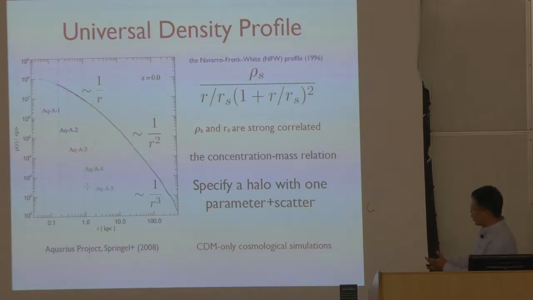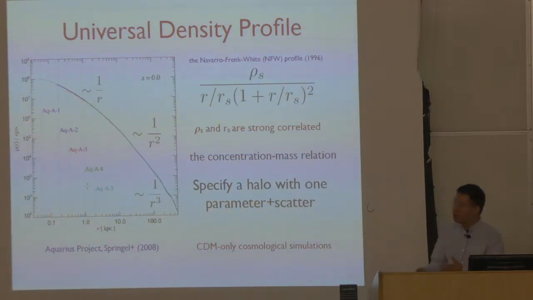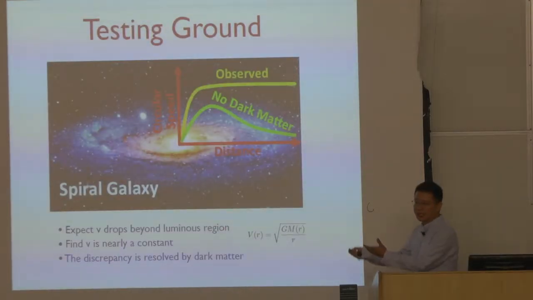We should be careful that those are simulations without baryons. If you have galaxies, galaxy formation can be complicated, and in some cases it may change the density profile. But I'll come back to this point later. This is the zeroth order lambda CDM prediction, so we're going to test this.